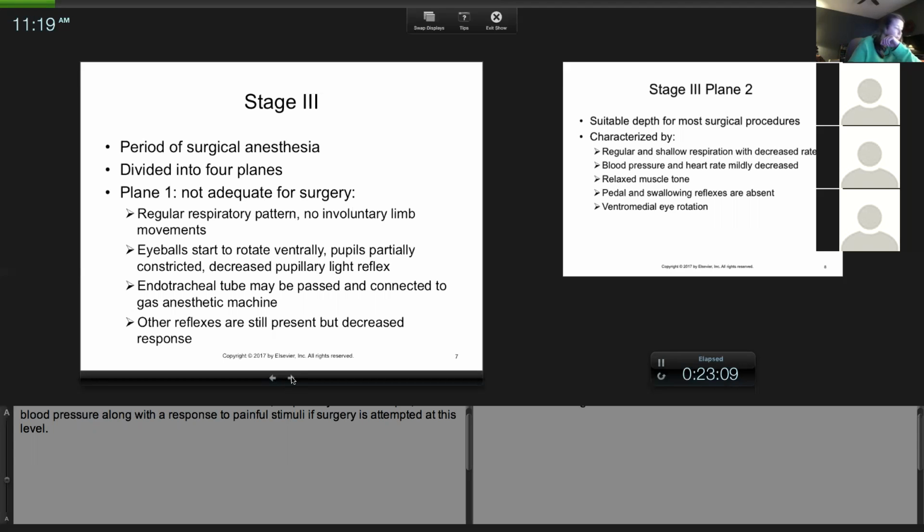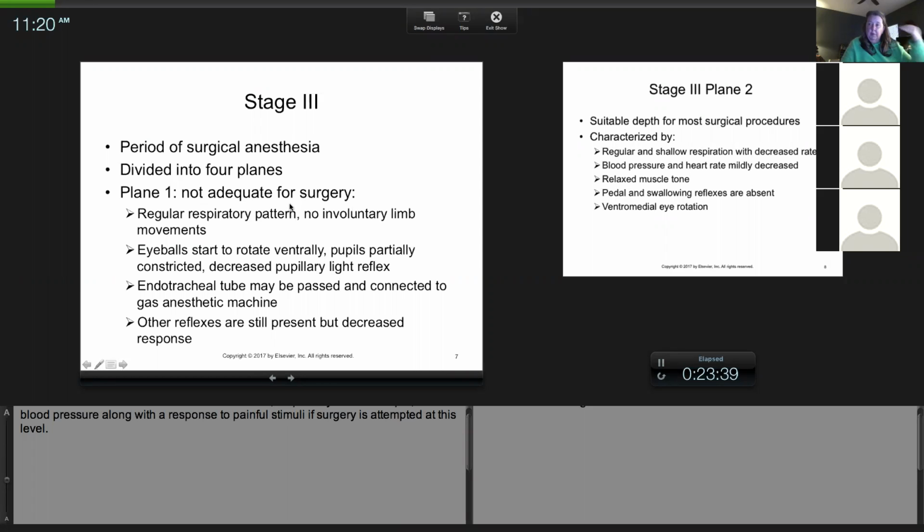So now, this is a very important stage. Stage 3 is when we're approaching surgical anesthesia. So we're getting to where we need to be. But remember, there's 4 planes. So stage 3, plane 1, is not adequate for surgery. This is called light anesthesia. So if my patient is stage 3, plane 1, they're considered light. But the big thing here is they are not ready for surgery.